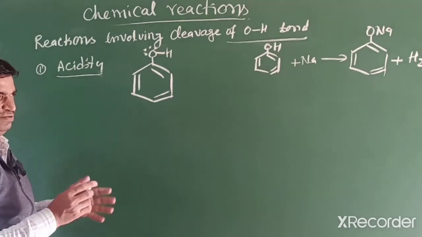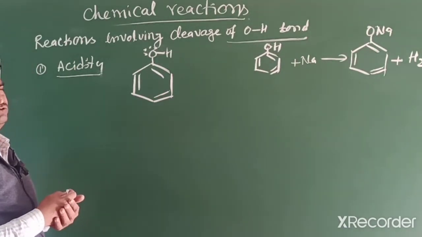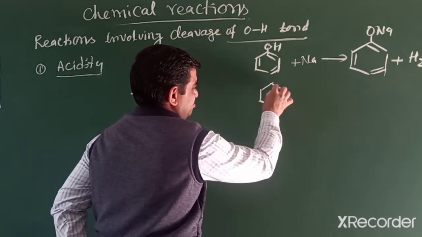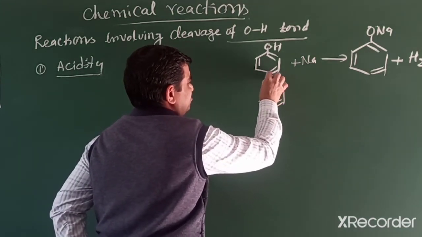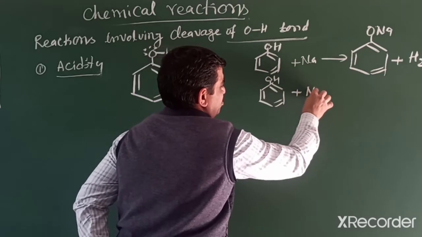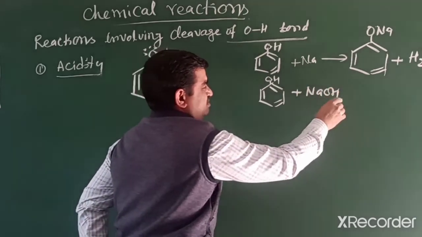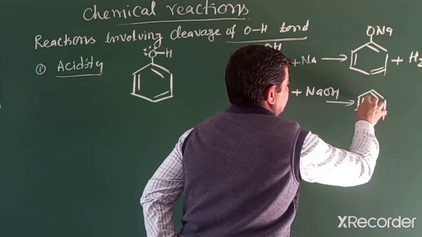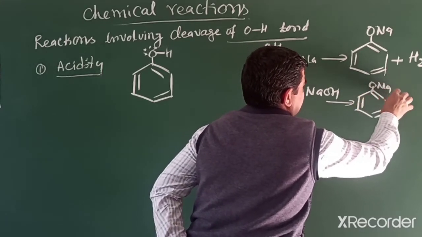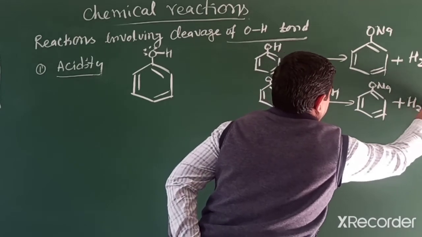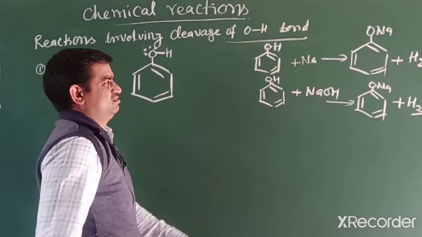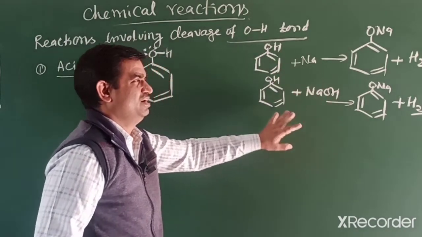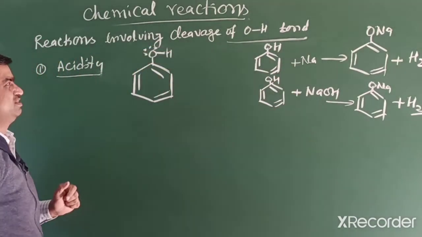But further, why are phenols stronger acids than alcohols? Phenol reacts with sodium hydroxide also, but alcohol does not react. This indicates phenols are stronger acids. We can write a reaction like this. These two reactions confirm phenols are stronger acids than alcohols. Now we want to explain what the reasons are.